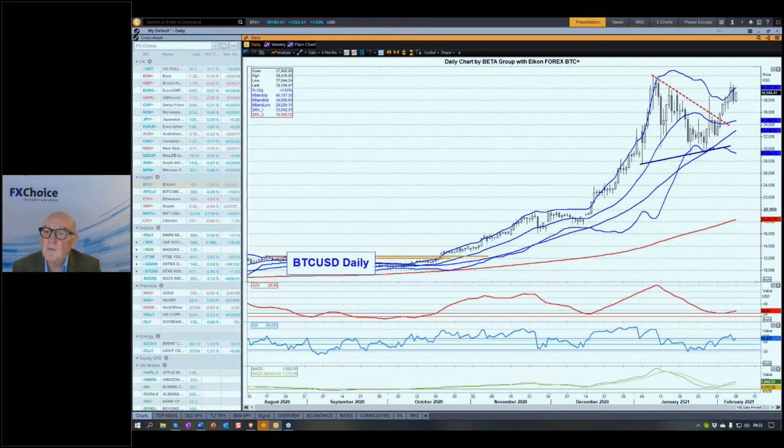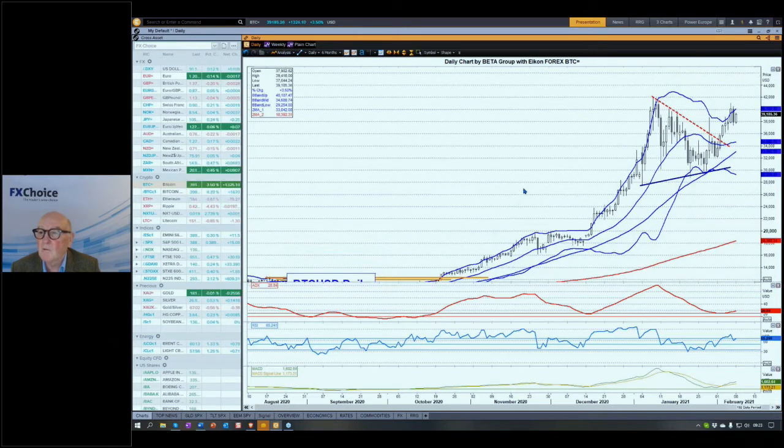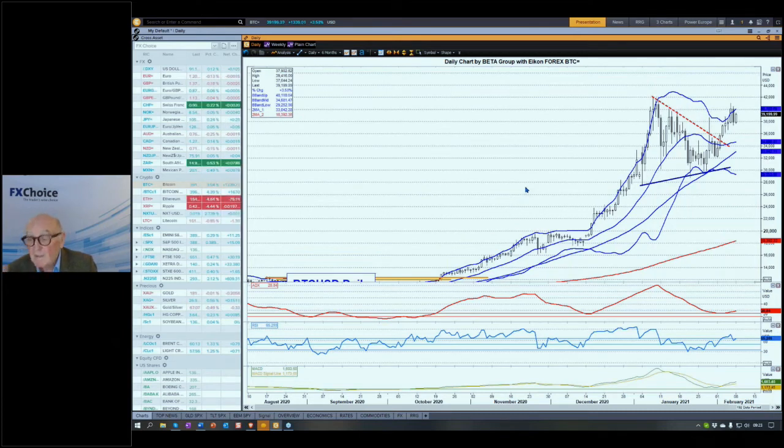Some of you might be more aggressive and use the flagpole as the length, and there's no reason not to in this kind of market. But to me, it is bullish.